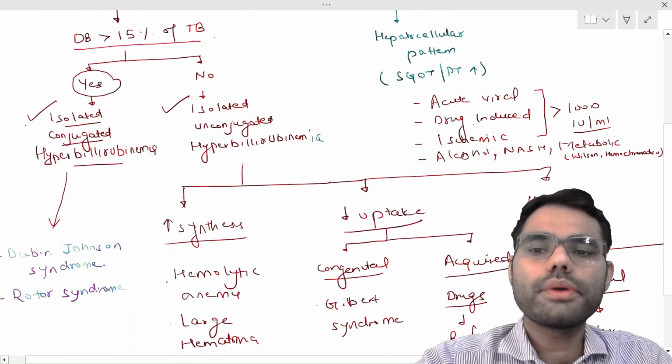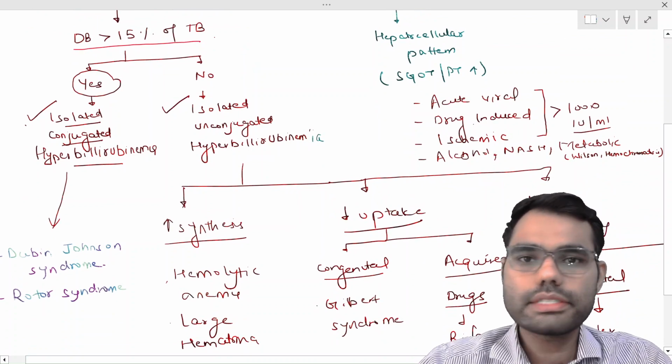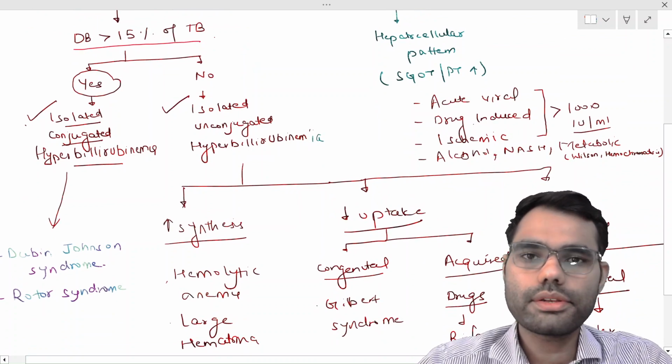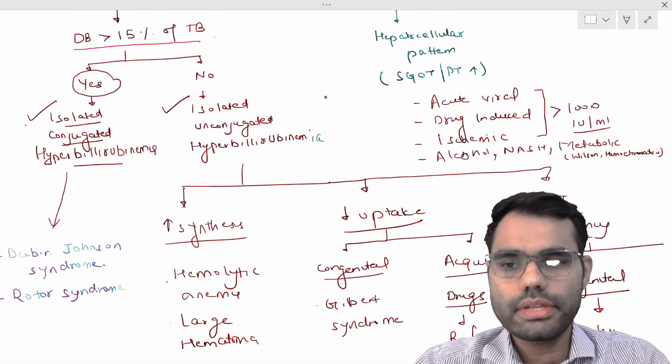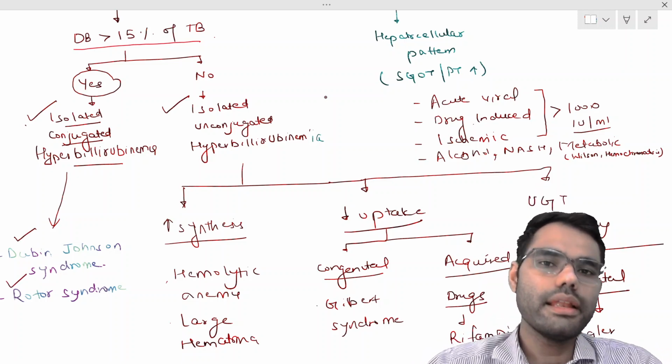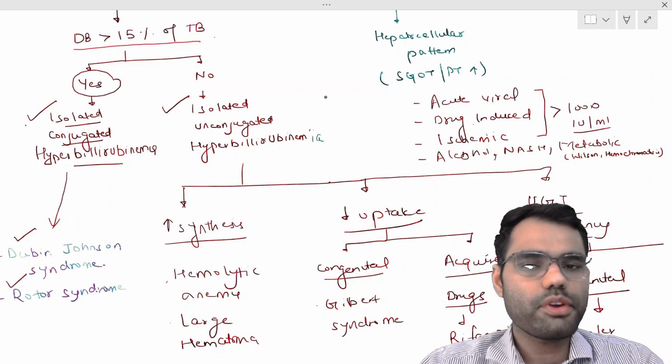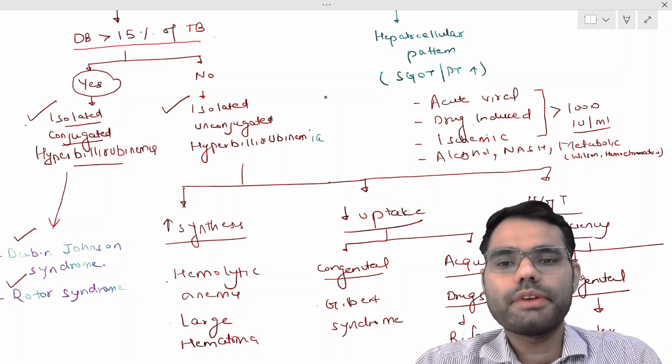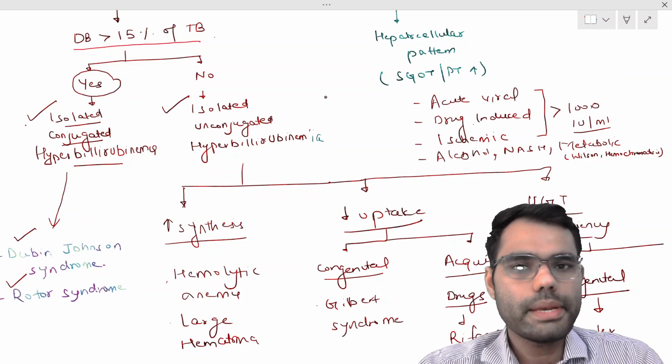So isolated conjugated hyperbilirubinemia means the liver is conjugating normally, but it is not excreting it out, right? So that would happen in Dubin-Johnson syndrome and Rotor syndrome, which are congenital defects in excretion of bilirubin from the liver, right? Next, what could be the causes of unconjugated hyperbilirubinemia?